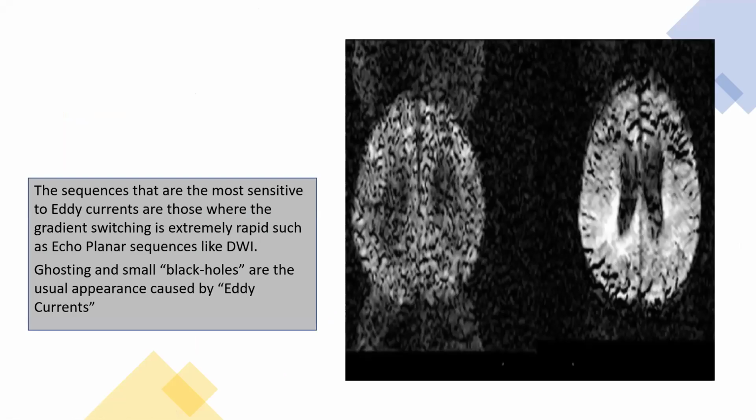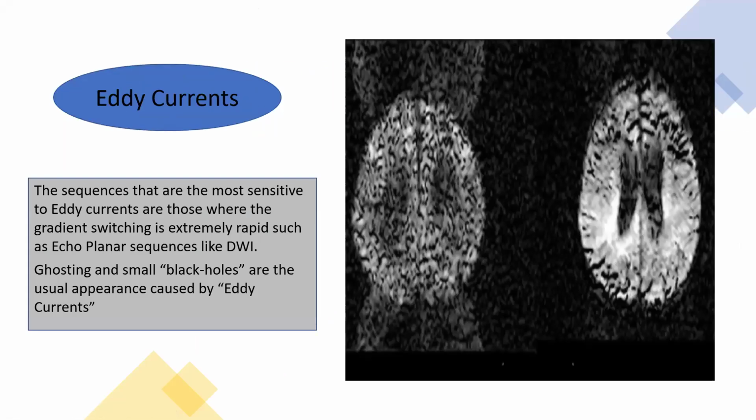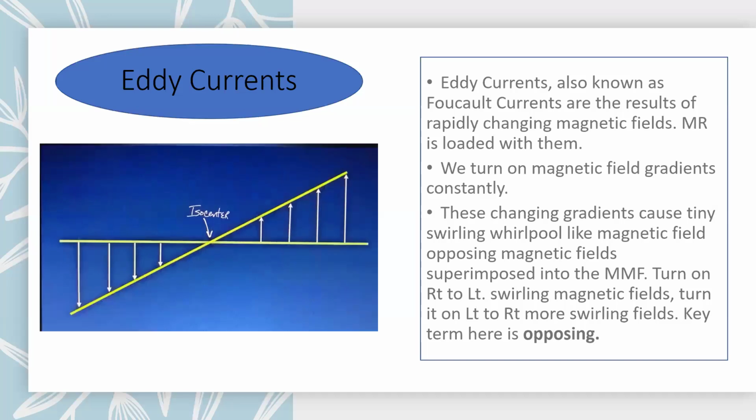And last but not least, I believe this is the last one. In the ARMRET study guide, they specifically ask about eddy currents. Eddy currents are these little black holes. See all this stuff? Those are called eddy current artifact. It's a ghosting in the small artifacts because you're causing little swirlies, for lack of a better term.